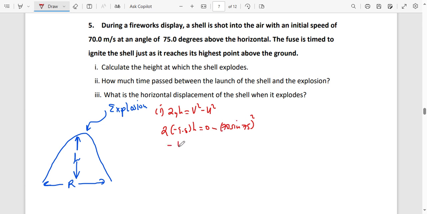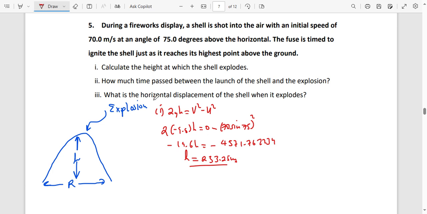So this is going to be negative 19.6 h is equal to negative 70 sine 75 squared, and when you square it, you get 4571.762239. Divide both sides by negative 19.6, and the height is going to give us 233.25 meters.